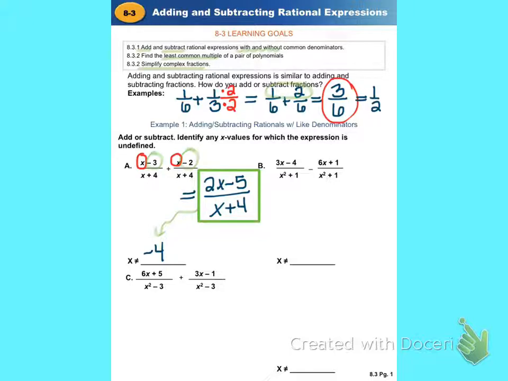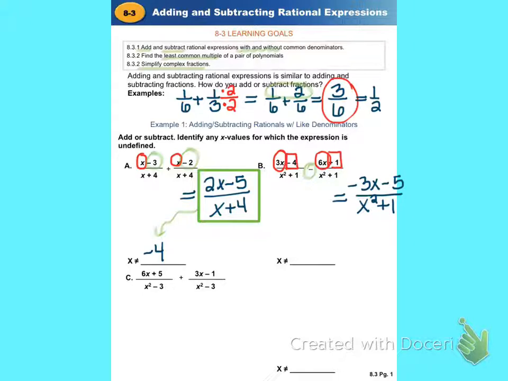So I noticed that I have a common denominator of x squared plus 1. So I'm going to go ahead and write that as my denominator, and this time it's subtraction. Ooh, I almost missed that. So this one is subtracting, so I have to subtract my like terms. I've got a 3x and I'm subtracting 6x, so 3x minus 6x is a negative 3x. And then I have a negative 4 and I'm going to subtract a positive 1, so negative 4 minus 1, that's negative 5.